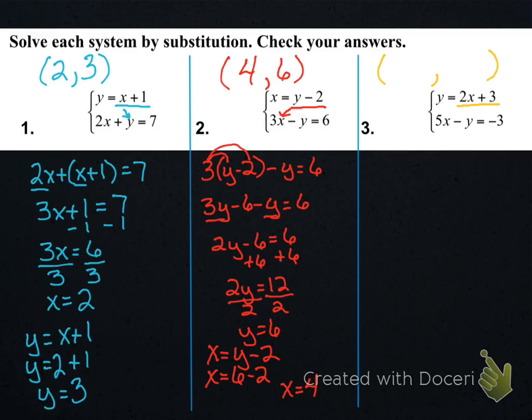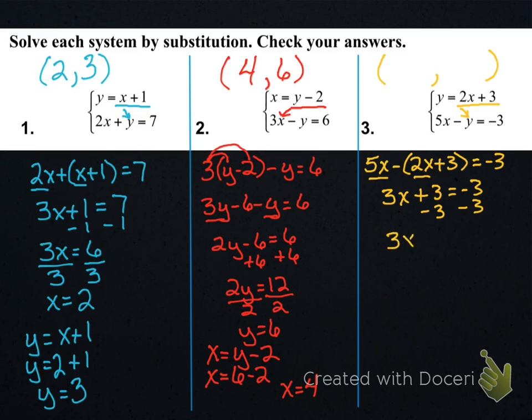Problem number 3. We have y is 2x plus 3. Already solved for y, so we'll substitute that for y in our second equation. So we have 5x minus 2x plus 3 is equal to negative 3. Okay, combining like terms, I have 3x plus 3 equals negative 3. Subtract 3 from both sides. 3x is equal to negative 6. Divide by 3. So x is equal to negative 2.